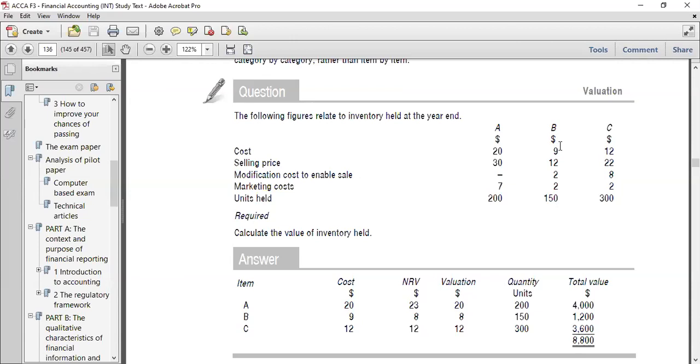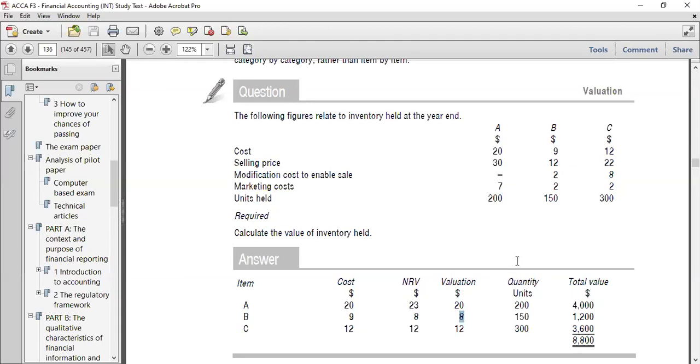The same thing also happens for B here. So B, the cost is what? Is 9, okay, the cost is 9. The selling price is 12, okay? Now, the modification to sell is actually 2. When you get 12 minus 2, you actually get 10. The marketing cost is again 2. When you again subtract there, you actually get 8, okay? So for B, we have 9, and then we have 8. So we take the lower, which is 8. So that is why you see the valuation of B will actually be 8, okay? The same thing will also happen for C. The same principle, okay? And you're able to get the value of inventory.